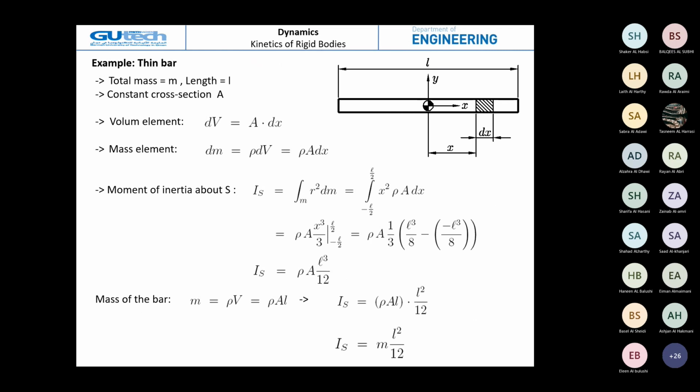Now, if we keep the mass m of the bar, it's rho V, of course, then rho A multiplied by L. We replace A by its expression, and we get m multiplied by L squared divided by 12. This is for the thin bar.